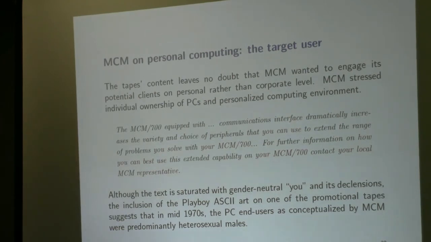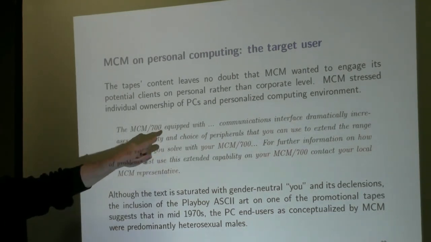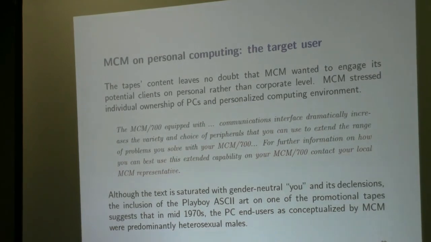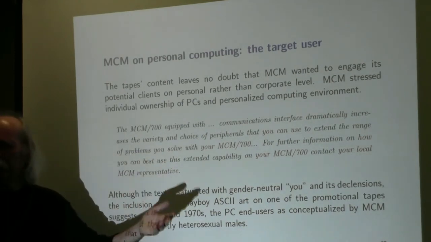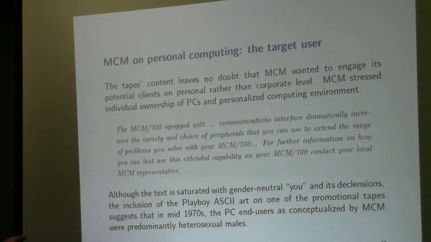So the description of MCM 700, read 70, because this was really an enhancement, and setting the idea of a user who is connected. And it's oversaturated with "for you, and for you, and for you, and you will be this, and that, and that." Now, definitely it was addressed to a single individual.